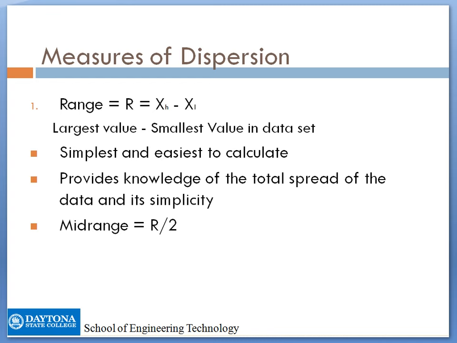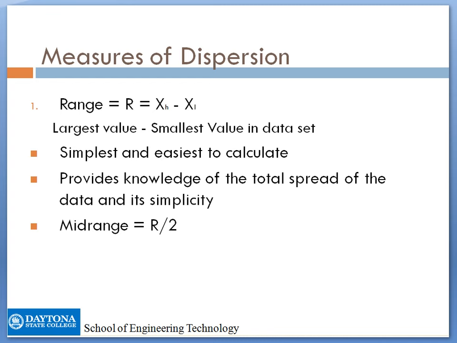We're going to cover three specific types of measure of dispersion, and these are the range, the standard deviation, and the variance. So let's start with the range. The range of a series of numbers is the difference between the largest and the smallest values of observation. So it is defined as R, and R is equal to the highest observation, the largest observation, which is x sub h, minus the smallest observation, which is x sub l.